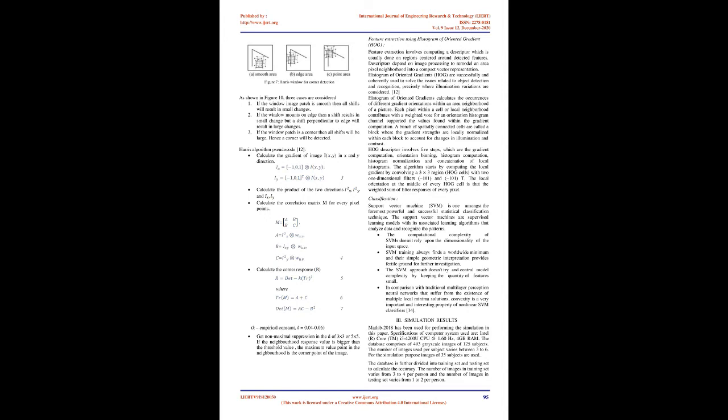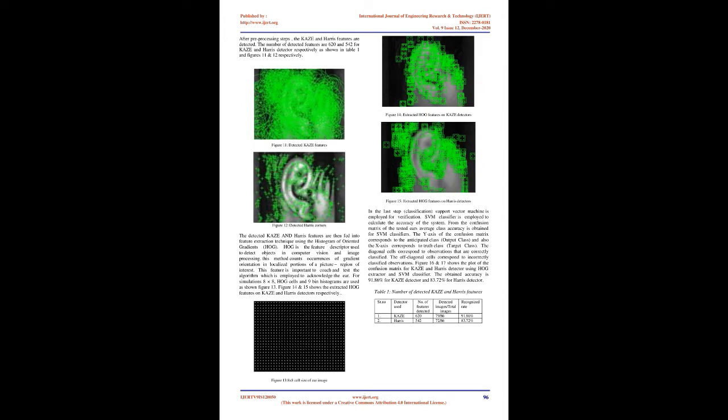[12] Histogram of oriented gradients calculates the occurrences of different gradient orientations within an area neighborhood of a picture. Each pixel within a cell or local neighborhood contributes with a weighted vote for an orientation. Histogram channel supported the values found within the gradient computation. A bunch of spatially connected cells are called a block, where the gradient strengths are locally normalized within each block to account for changes in illumination and contrast. HOG descriptor involves 5 steps, which are the gradient computation, orientation binning, histogram computation, histogram normalization and concatenation of local histograms.